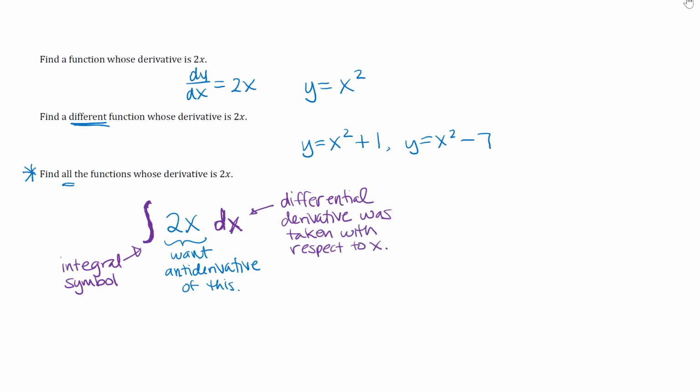Okay, so I have an integral symbol, and a function that I want the antiderivative of. That function is sometimes called the integrand. The 2x is the integrand in this case, and then the differential at the end says the derivative was taken with respect to x. So I know it wasn't some other variable in the problem. This is the notation that means find all the functions whose derivative with respect to x is 2x. That whole thing, the integral sign, the integrand 2x, and the differential dx all together are called an indefinite integral.